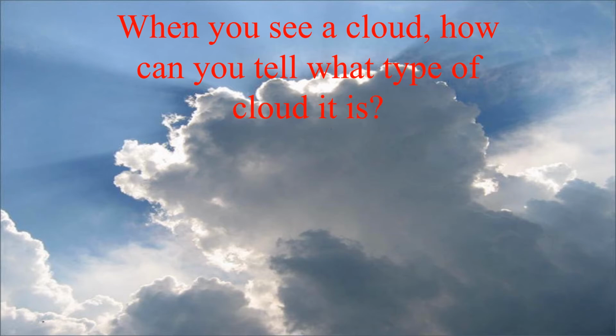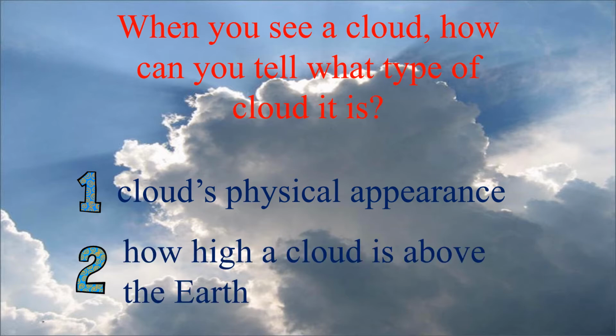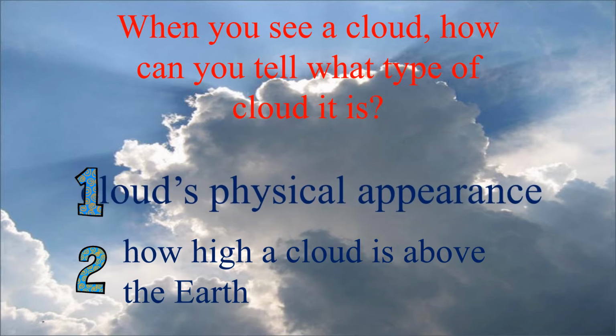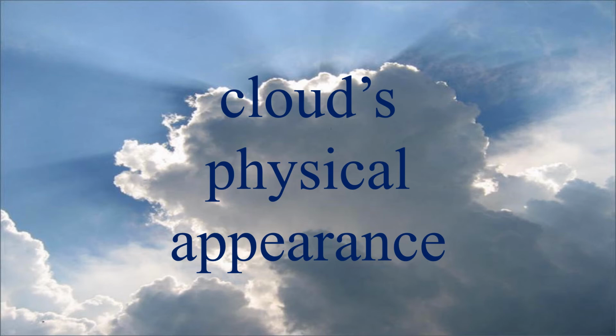When you see a cloud, how can you tell what type of cloud it is? By observing two characteristics. First is the cloud's physical appearance, and then how high a cloud is above the earth. So these two things help us determine the cloud's type. Let's talk about clouds' physical appearance. Clouds can be thick and white, dark and gray, or thin and nearly transparent, or see-through. They can be round, oval, tall, or flat. They can be large or small.